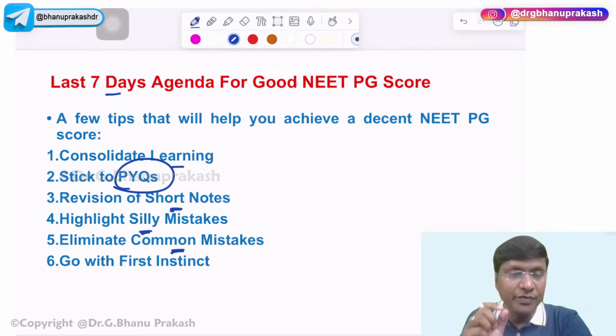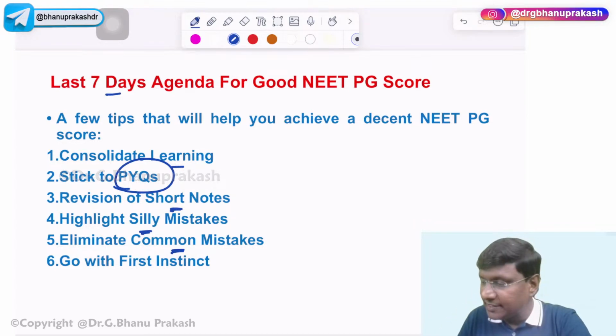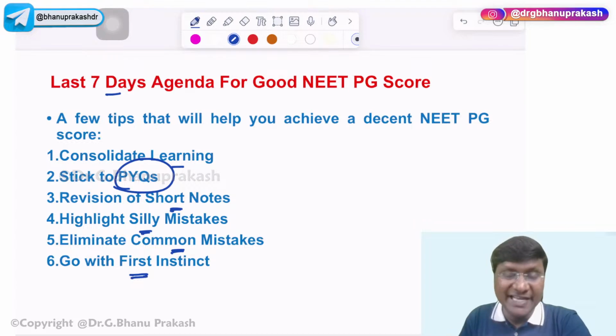Next, whenever you are writing the exam, there will be overthinking. Please avoid overthinking, right? Whatever answer you get on first instinct, please stick to that particular answer. Avoid overthinking and avoid unnecessary confusion in questions which you already know, right?